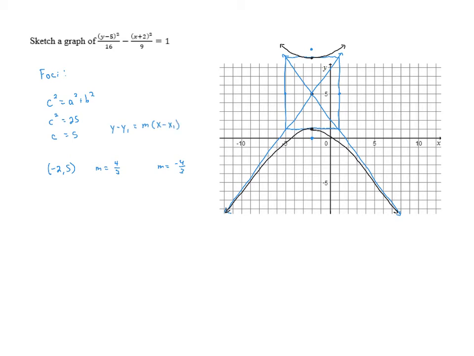So remember, point slope form is y minus y1 equals m times (x minus x1). So for our first asymptote, we're going to have y minus 5 equals 4/3 times (x minus -2). And the other one's going to be y minus 5 equals -4/3 times (x minus -2). Now x minus -2 is the same as x plus 2.